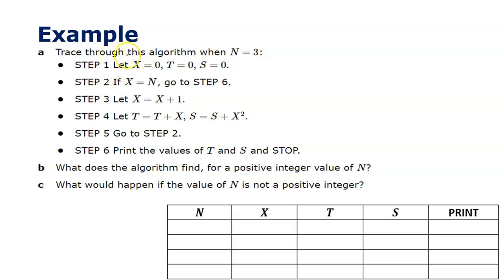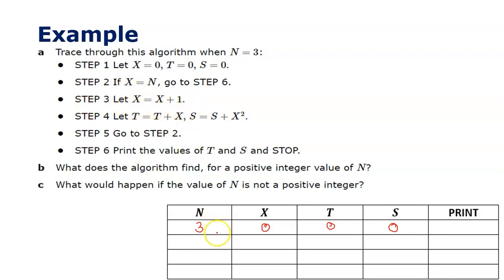So let's have a go at this program. It says trace through this algorithm with n equals 3. I'll start straight away, write n equals 3 there. Step 1, x equals 0, t equals 0, s equals 0. That's easy enough. 0, 0, 0. If x is equal to n? No, they're obviously not. One's 3, one's 0. So we will go to step 6 at that stage, but at the moment we're not. Because it's not equal to n, we just go to step 3.